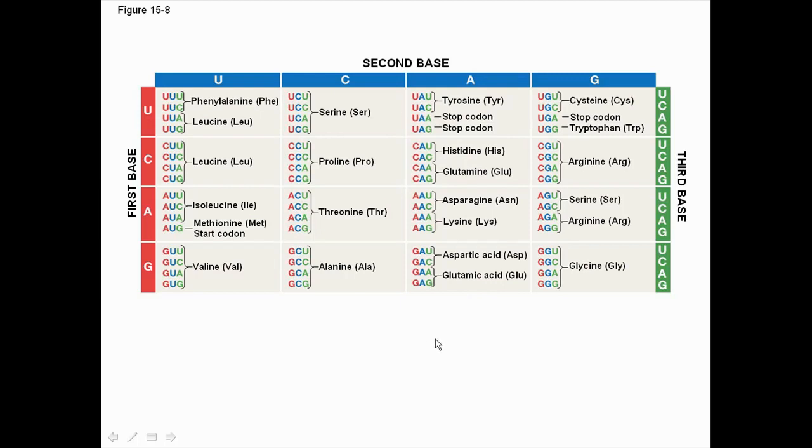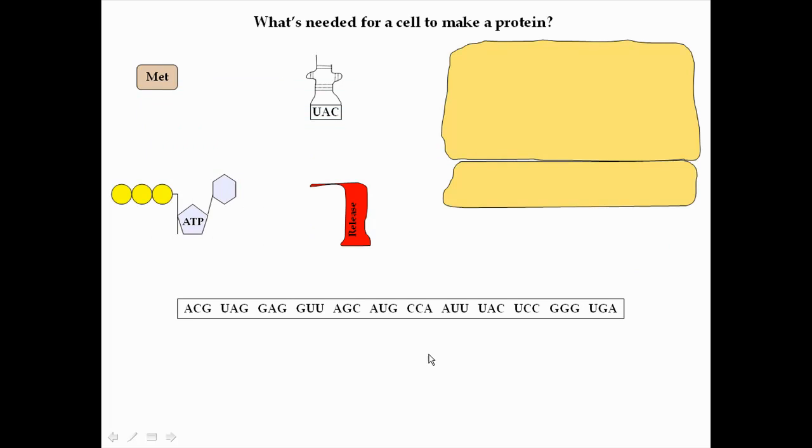So now we'll take a look at more of the details as far as how translation happens. How is a messenger RNA read in order to make a protein? So here are all of the things that are required in order for translation to happen.